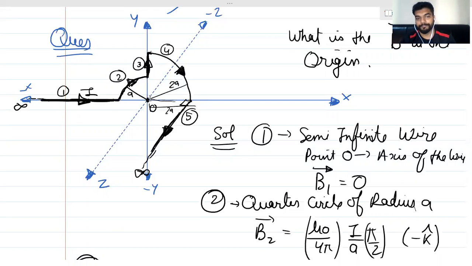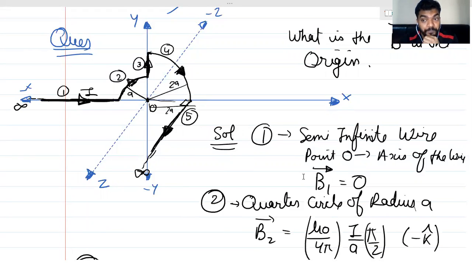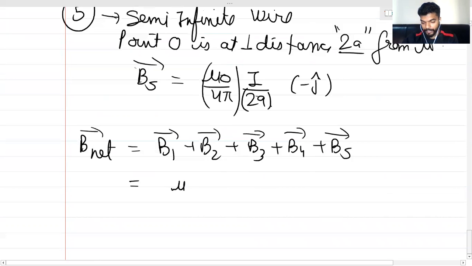But why did we take it like that? The wire is like this, right? The wire is like this, so that's why we're taking it like this. So what will be the final answer?